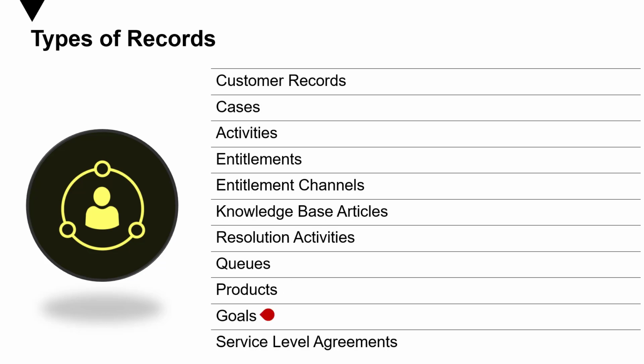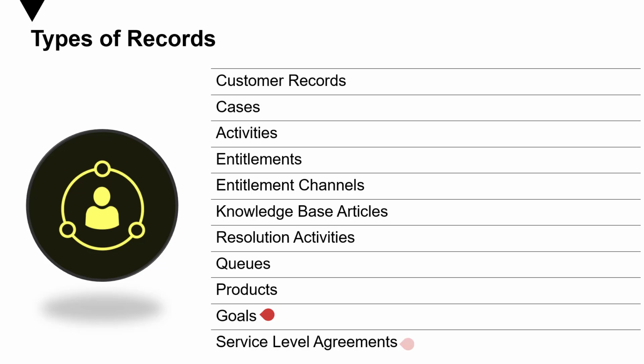Then there is something called goals. In addition to reporting on and analyzing the information in customer service, organizations can use the goal management feature to establish and track progress against target values for key performance indicators. Now, for service management, these KPIs might include metrics like resolved cases or in-progress cases, etc.